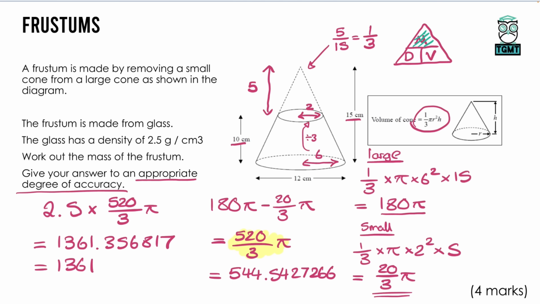That was, of course, a mass, and we were dealing with grams. So that's 1,361 grams. But again, I think you'd be allowed anything between 1,360 and 1,362, you know, in terms of how you've rounded it. So there we go, 1,361 is our final answer.